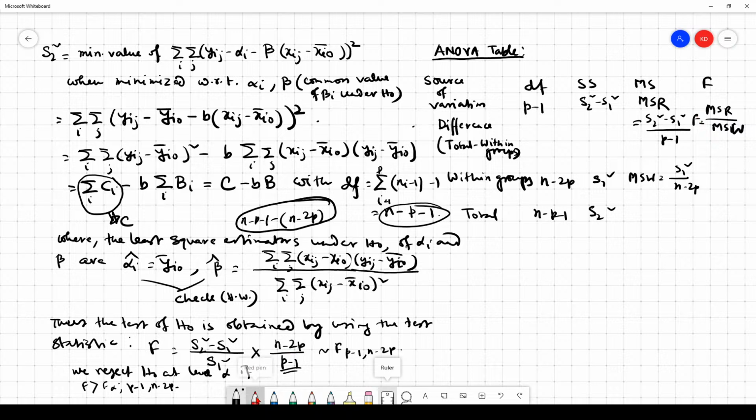So next topic, okay. Thank you, follow me. Test for equality of regression equation from P groups.